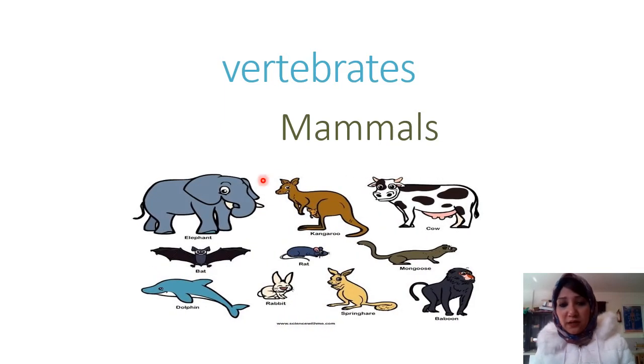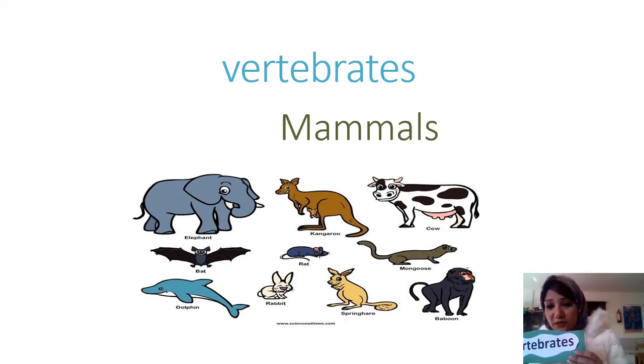Mammals, like what? Like elephant, dolphin, cow. So we have 5 groups of animals that are vertebrates. Vertebrates are animals that have bones and a skeleton and a backbone inside their bodies. The 5 groups are fish, reptiles, amphibians, birds, and mammals.